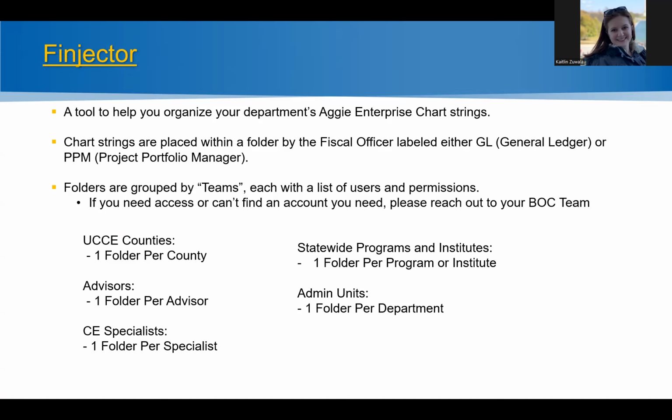And folders are grouped by teams, and each has a list of users and permissions. So if you need access or you can't find an account you need, just reach out to your BOC team and we'll make sure that you have access to the folders that you need for your department. There is one folder per county in the UCCE counties. There's one folder per advisor, and there's one folder per CE specialist. There's one folder per program or institute for statewide programs, and there's one folder per admin unit.